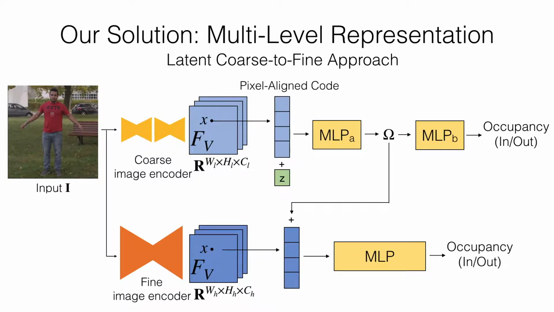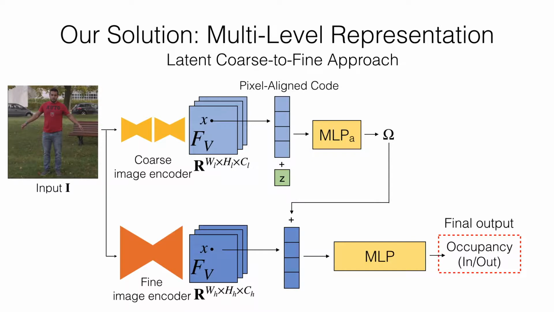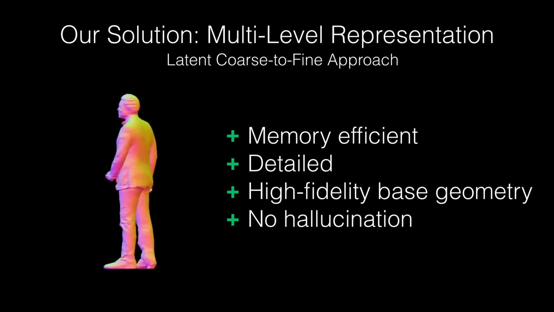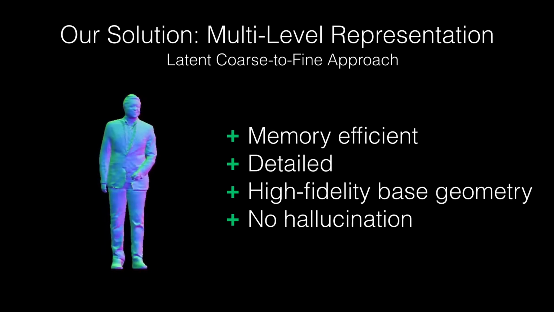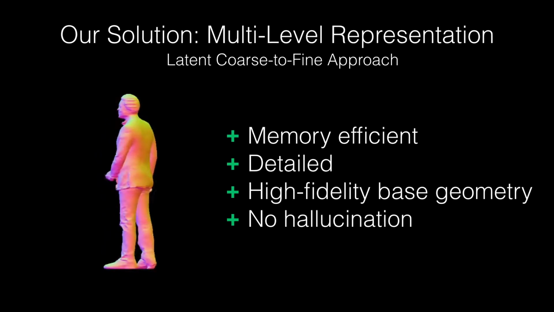Additionally, the fine image encoder can fully focus on geometric details that the coarse module is unable to provide. Unlike the existing coarse-to-fine approaches, we directly predict high-resolution 3D geometry without any post-processes. In summary, our latent multi-level representation achieves high-fidelity detailed 3D reconstruction in a memory-efficient manner.